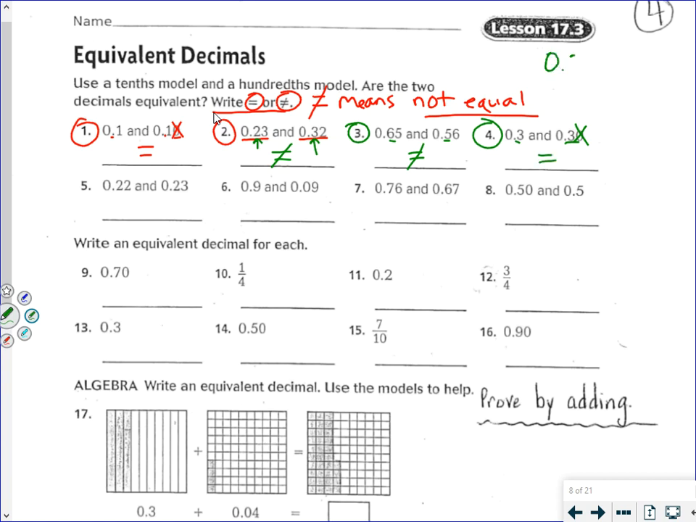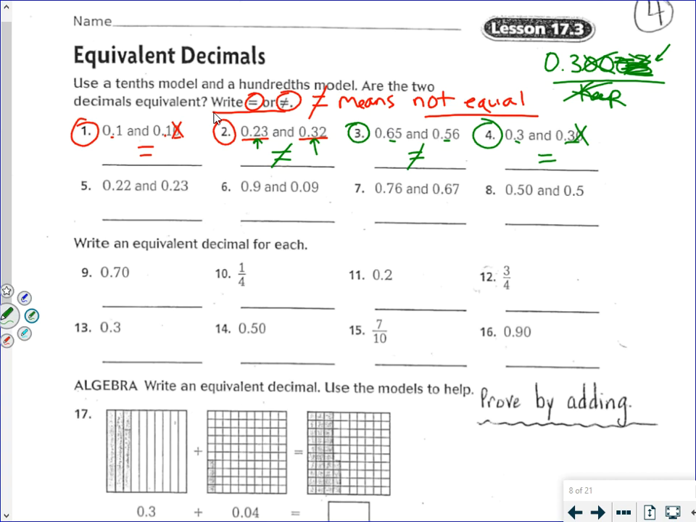If it has 3.0003, then we still need to keep all these zeros. Only if it ends in a number. If it ends in 0, like that, then we don't need it. It's just 0.3.